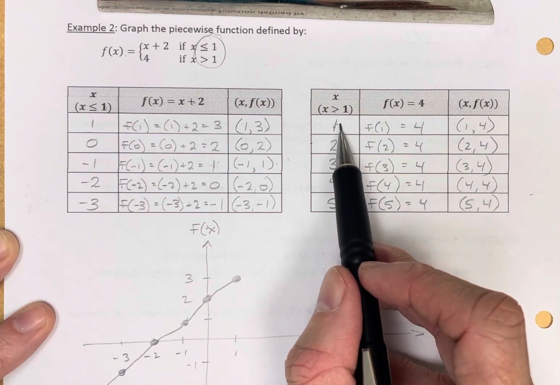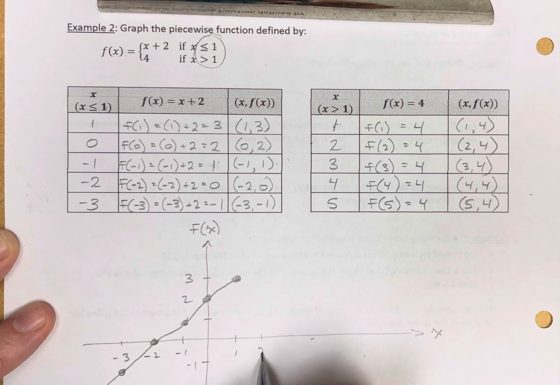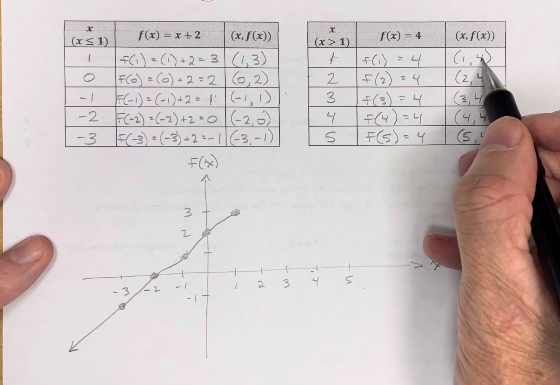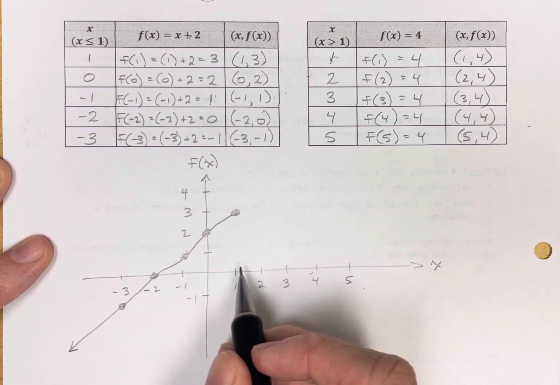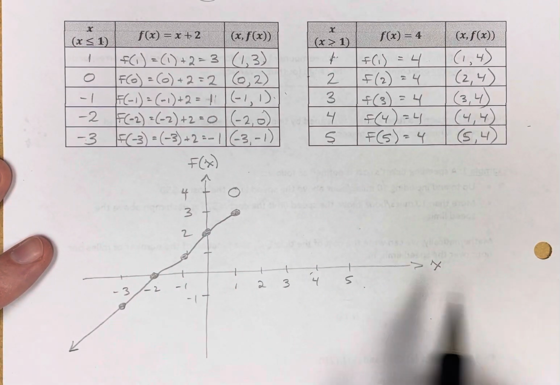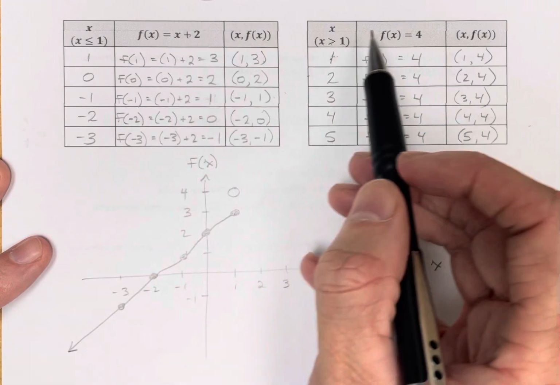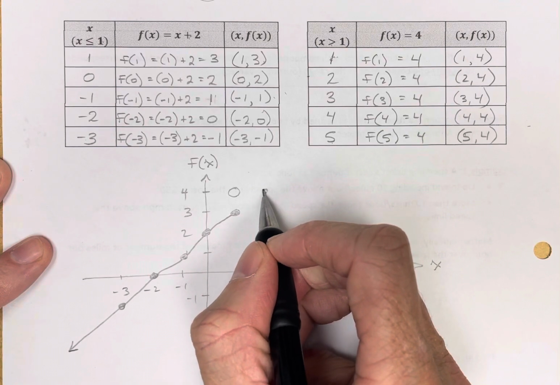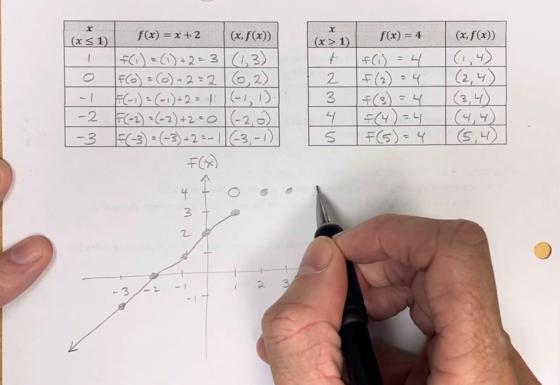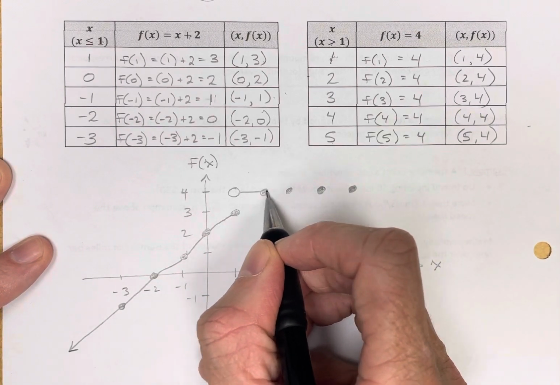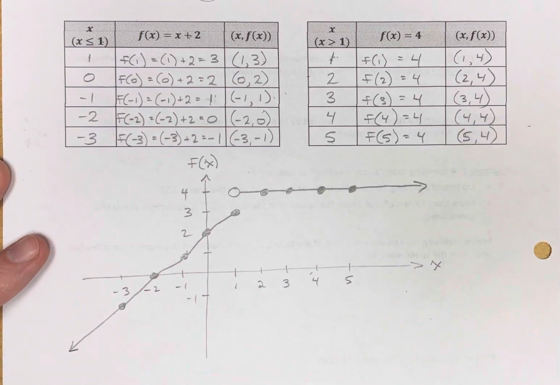And let's see, 1 to 5, so 2, 3, 4, and 5. And 4, so I've got to go to 4 up here. Again, at 1, I know it's 4, but I'm going to put an open circle there because it's not equal to 1 for this piece. It's greater than 1. And then of course I've got 2, 3, fill in my circles, 4, and 5. So this is how the graph of that piece looks.